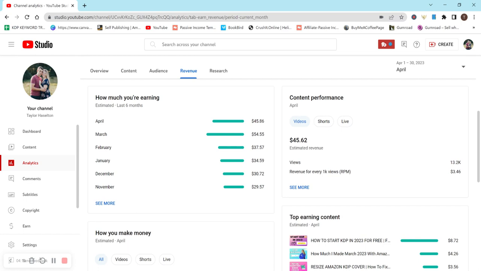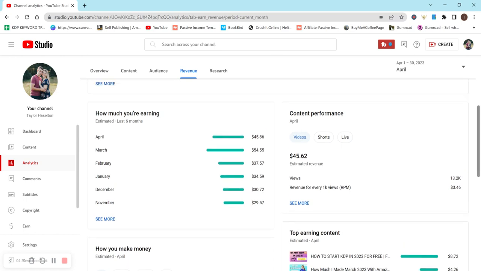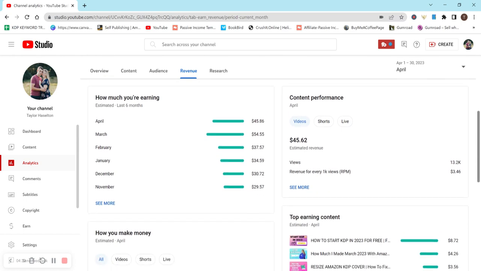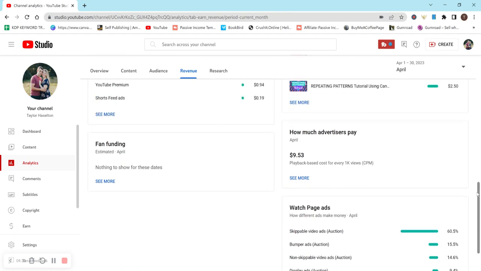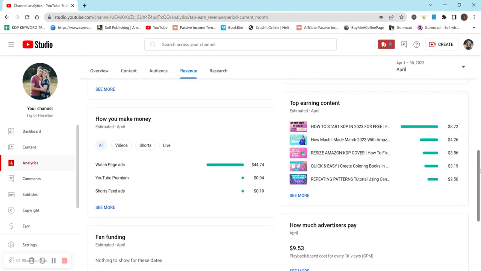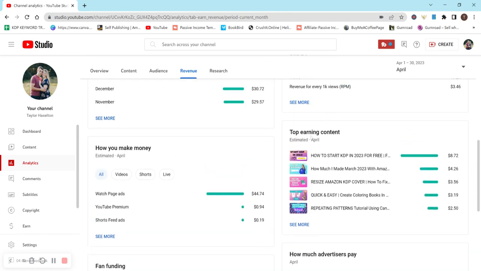Between April and March, I actually get to cash out this month, which I'm really excited about. One of my goals for YouTube is to make a minimum of $100 every month, because that way I can cash out every single month. That's one of the goals I'm working towards right now, because I'd really love to get paid this way every month. And looking at my top earning content for April, my top video is actually how to start KDP in 2023 for free, full tutorial for beginners.